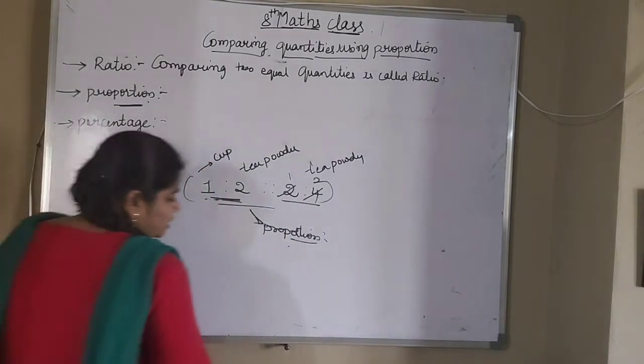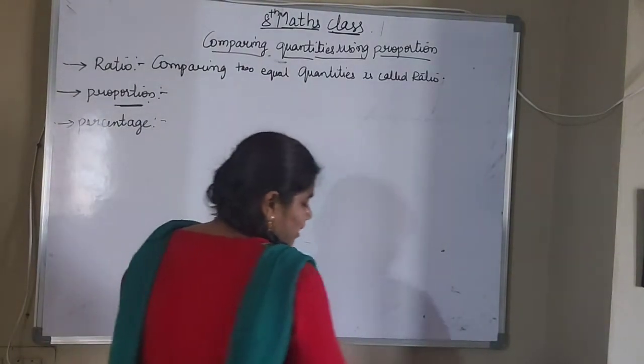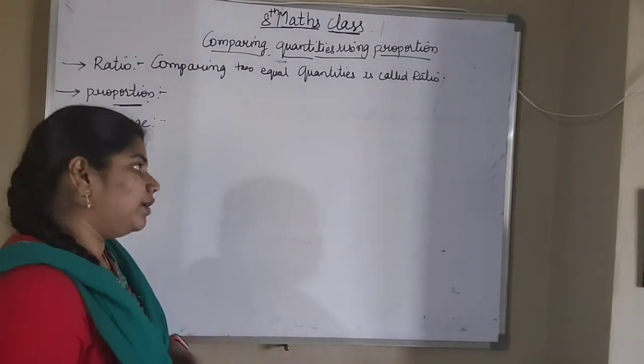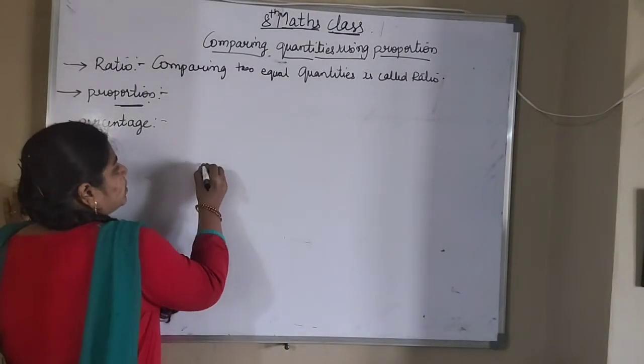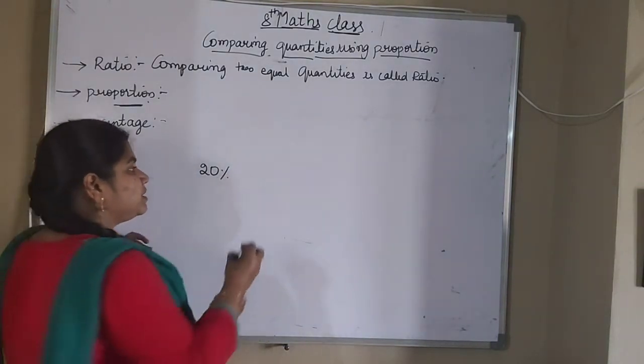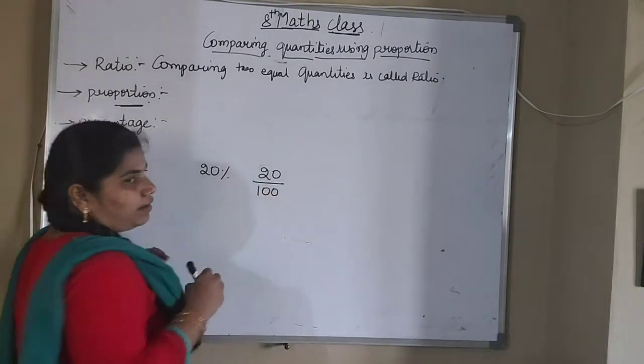Now next is percentage. How to find the percentage? Percent is nothing but 100. Percent is nothing but 100. So suppose I want to find what 20% is. How will you denote this 20%? 20% is nothing but 20 by 100.